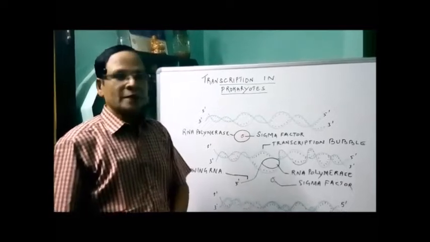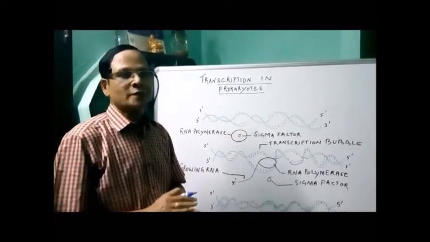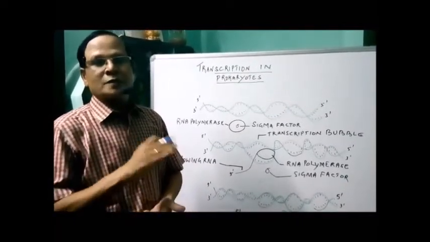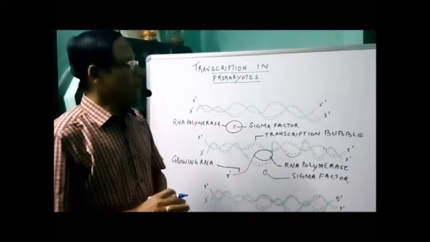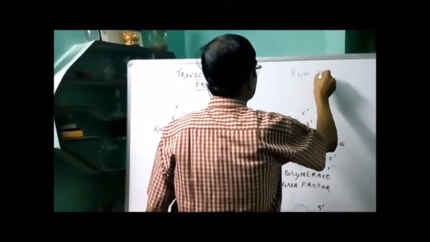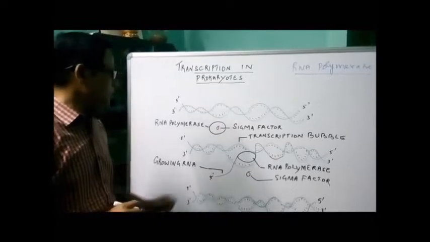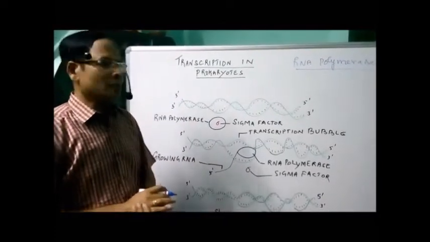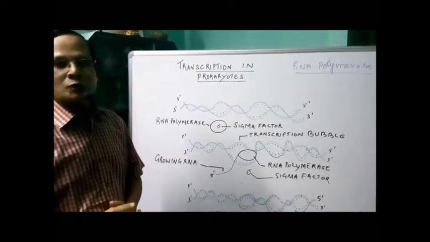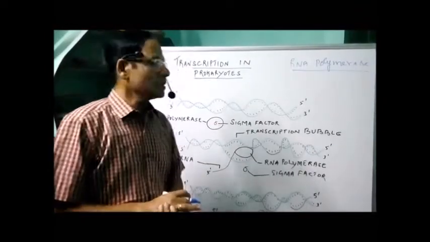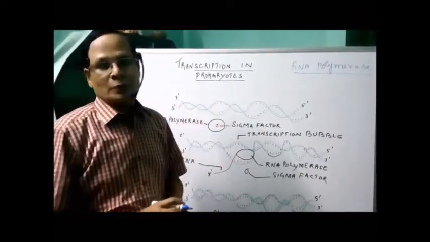What is the mechanism adapted by prokaryotes during the process of transcription? Normally we need an enzyme for the synthesis of RNA. The name of the enzyme is RNA polymerase. This is the enzyme responsible for the synthesis of mRNA. In eukaryotes, we have three different types of RNA polymerase enzymes, but in prokaryotes there is only one RNA polymerase.